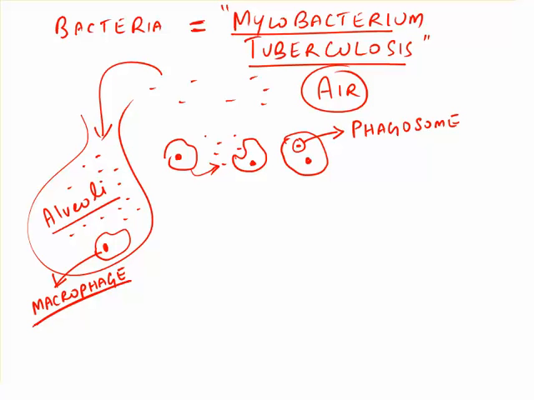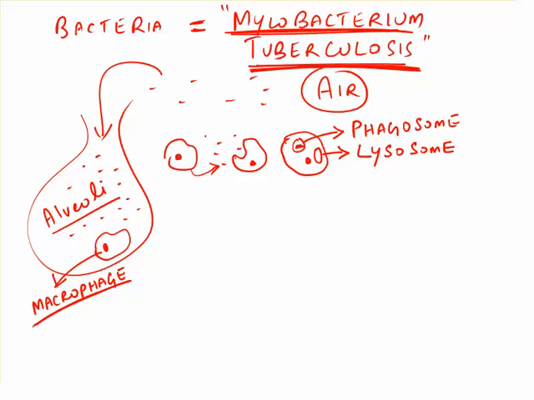Understand? This phagosome has to fuse with another bag, called a lysosome, because this lysosome has powerful enzymes which can destroy the bacteria. Now this is Mycobacterium tuberculosis. This Mycobacterium tuberculosis will not allow the phagosome to fuse with the lysosome.